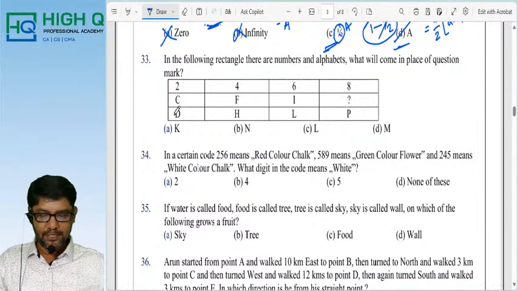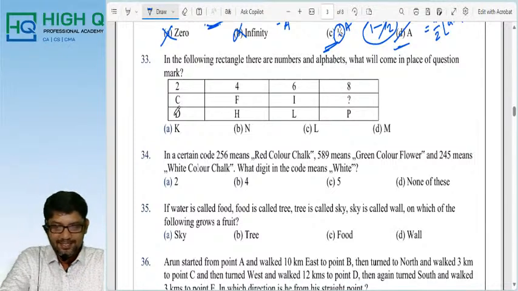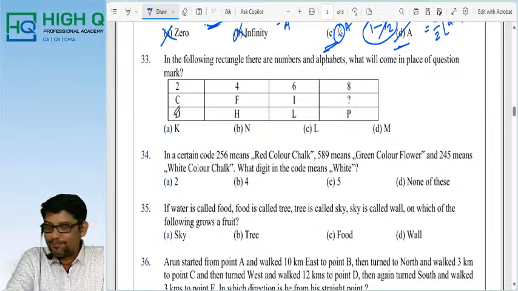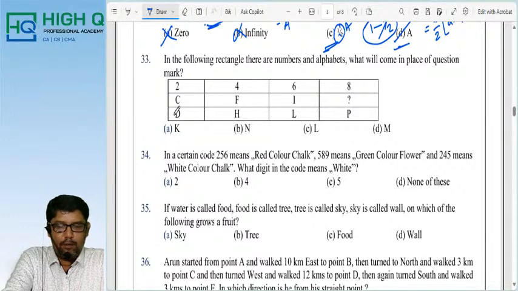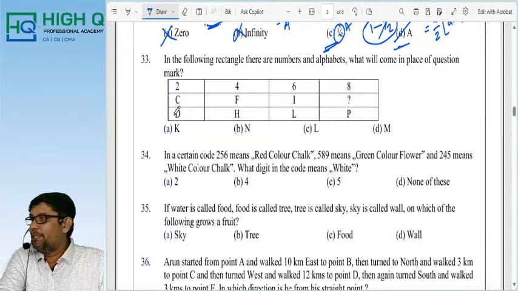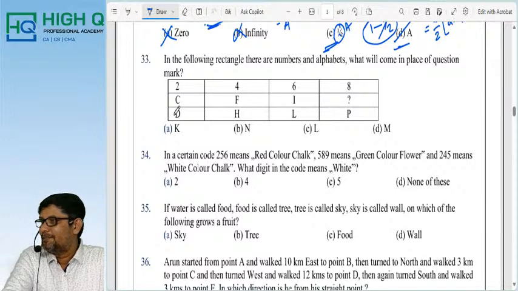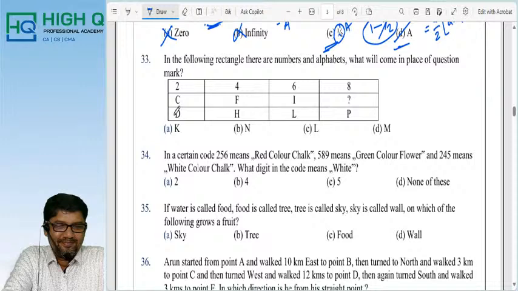33rd sum. Can you please tell me what is the answer? Are you sure? Let's see. Let others also try this. How much time you took to solve this? First of all, you tell me this is of which chapter? From which chapter? Coding and decoding.